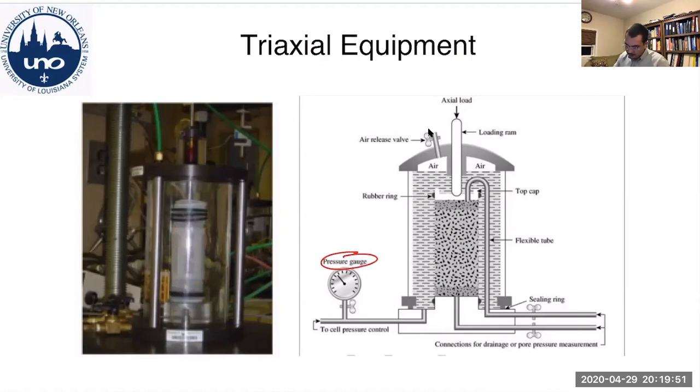This is your sample. The purpose of the latex membrane is that you don't want the water in the chamber to mix with the water in your sample. So you want to have a separation between them. That's why you have that latex membrane.